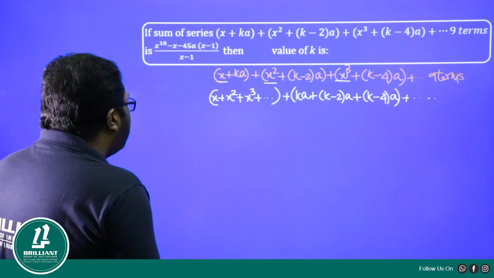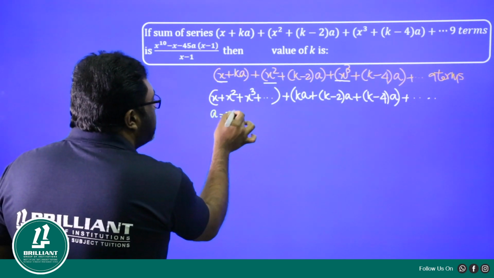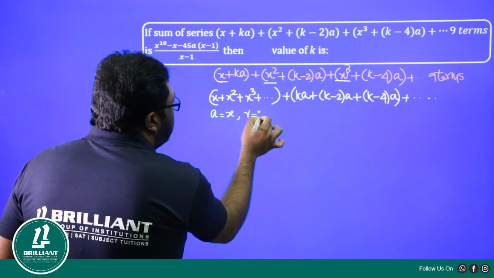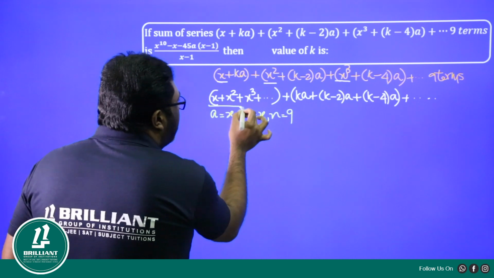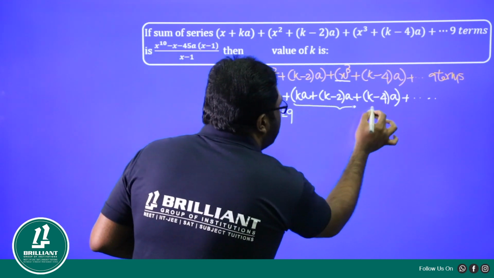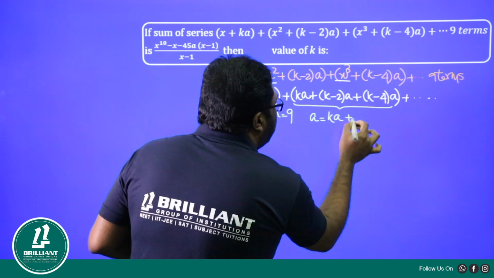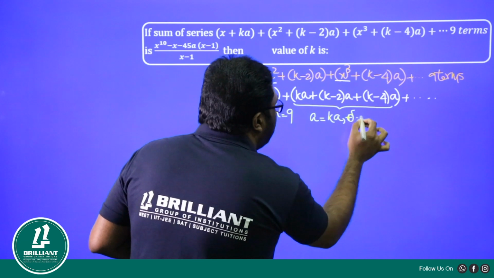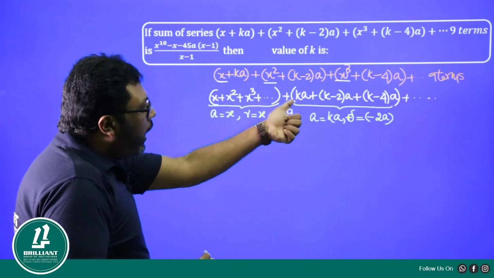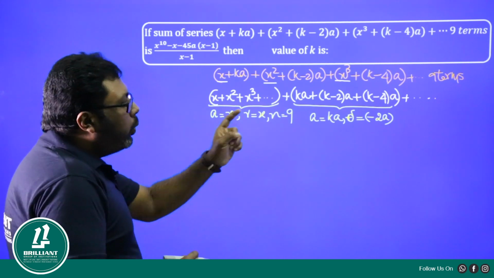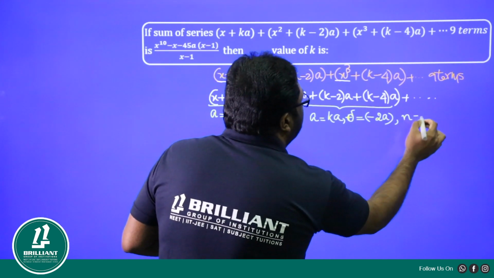Let's analyze what are the values associated to the sum of these two series. The first term is x. The common ratio is x, and the number of terms is equal to 9, for this geometric series. Now for this arithmetic series, the first term is equal to ka. The common difference d is equal to negative 2a. ka minus 2a will make it (k - 2)a. Now the number of terms is again 9.